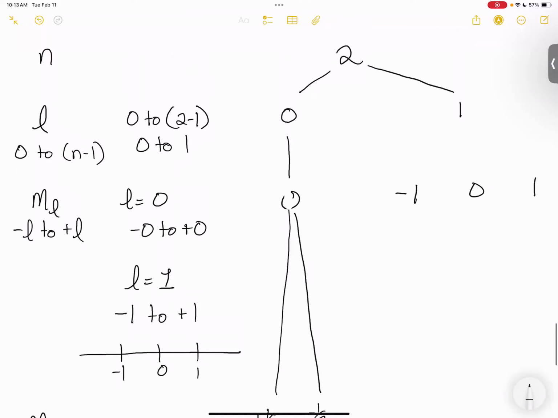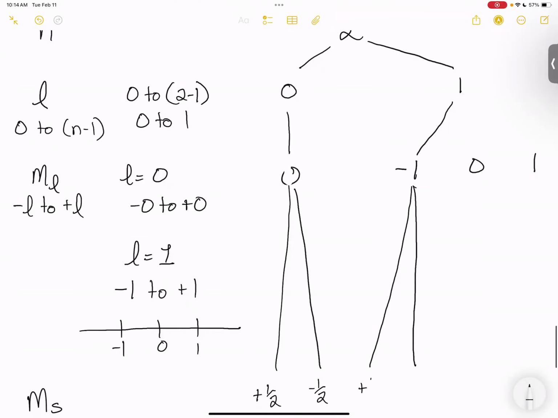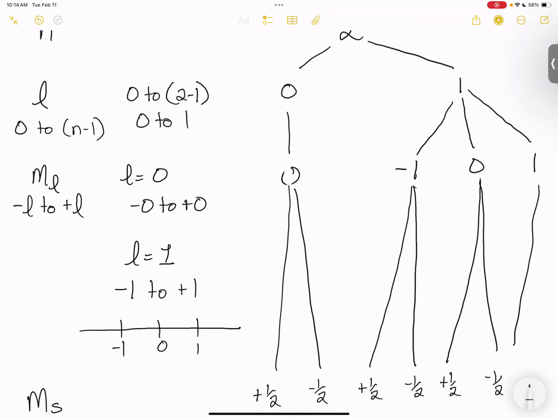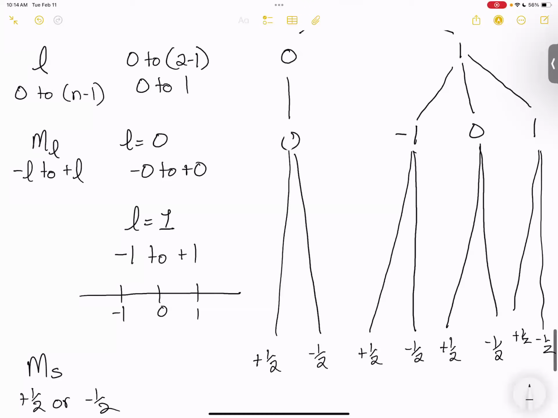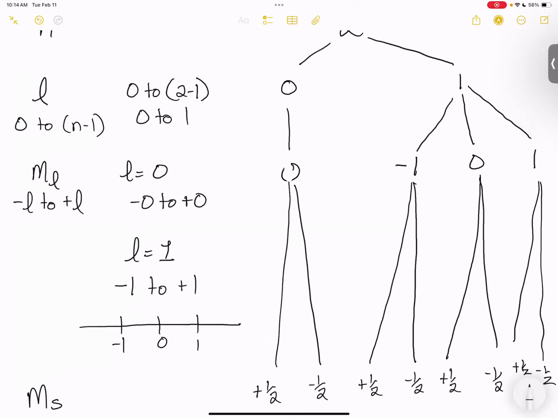For a 2, 1, negative 1, our choices are a plus 1/2 or a negative 1/2. For a 2, 1, 0, our choices are a plus 1/2, a negative 1/2. And for a 2, 1, 1, our choices are a plus 1/2 and a negative 1/2. Now, let me explain what all that means.